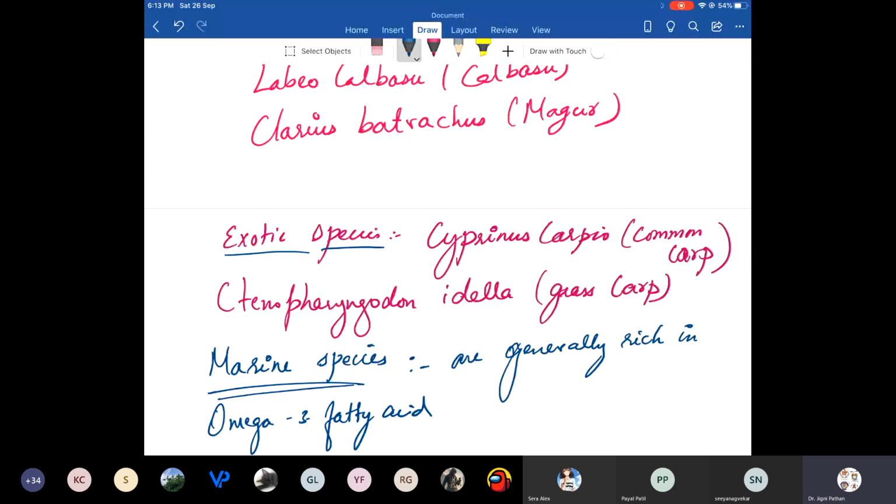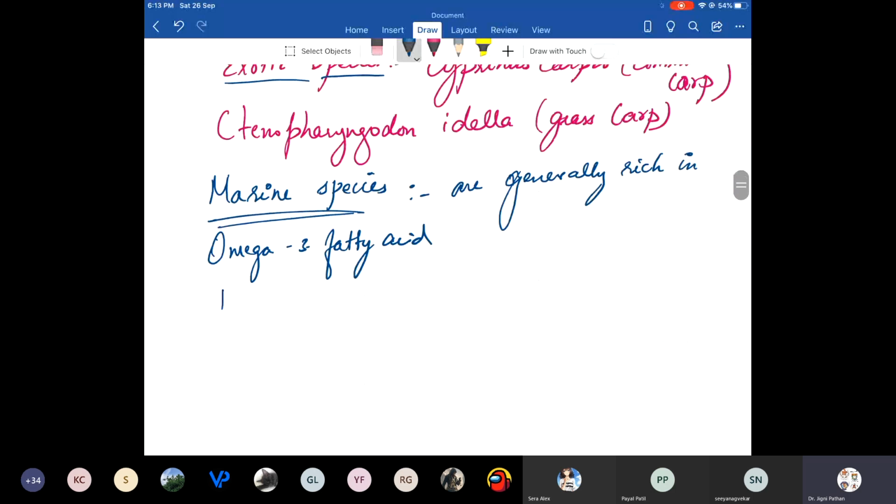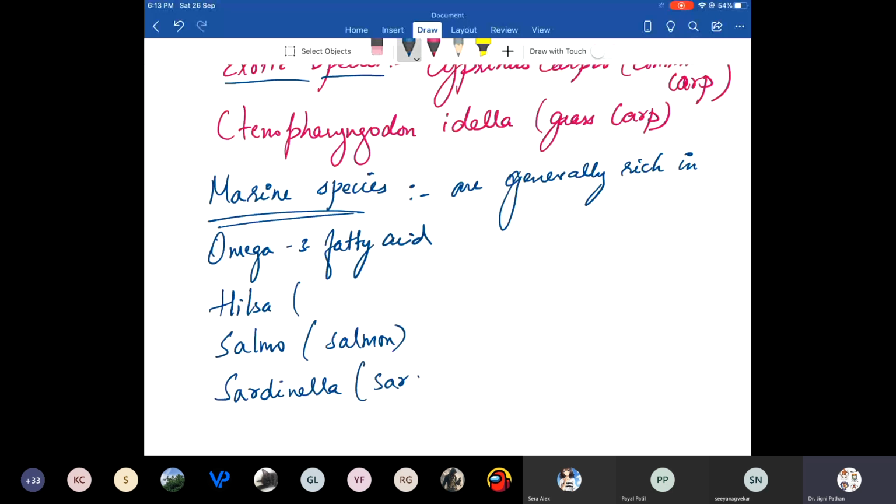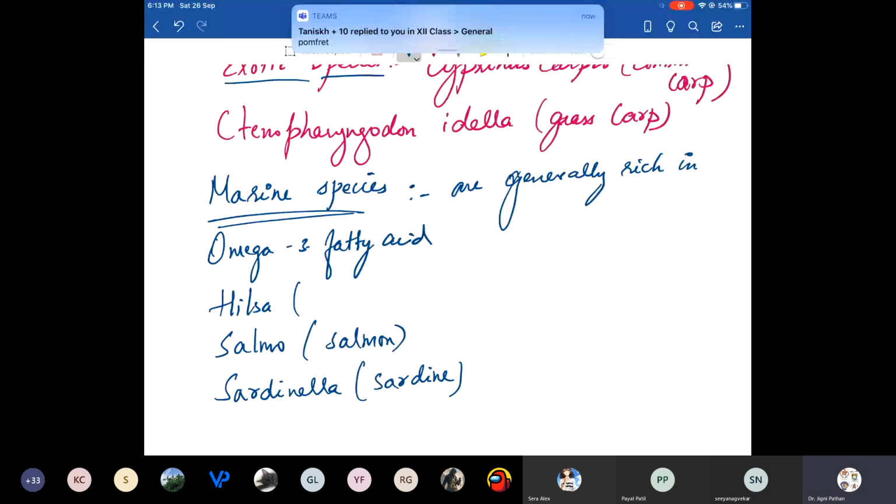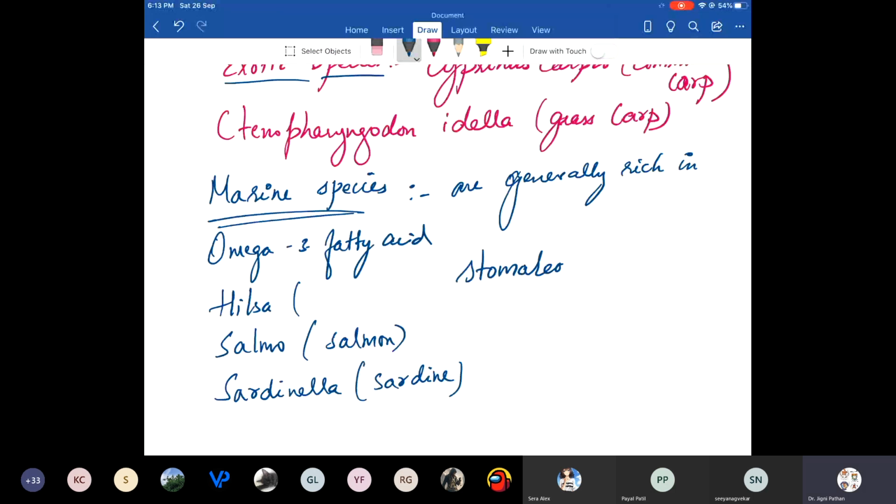Next. Hilsa. Then salmon. Salmo, that is salmon. Sardinella, that is sardine. Important this is. Yeah, pomfret. I'm writing it down, Tanish. Stromateus, that is pomfret.